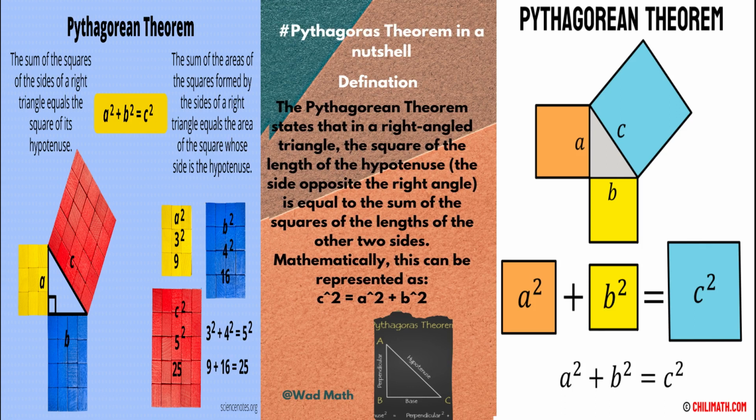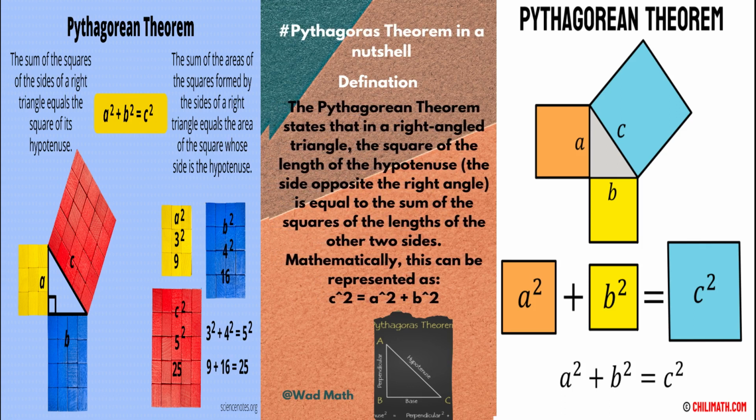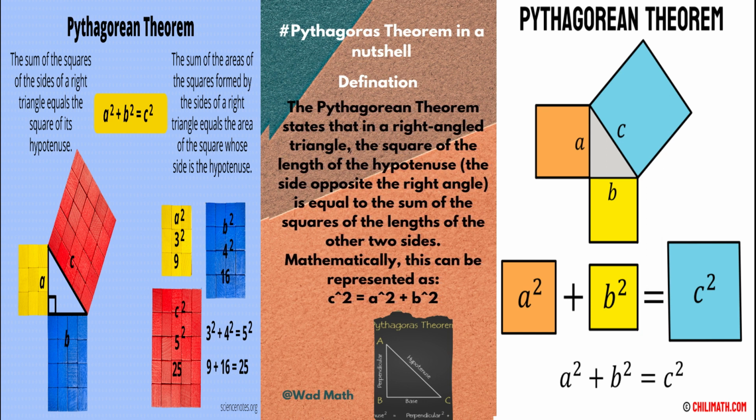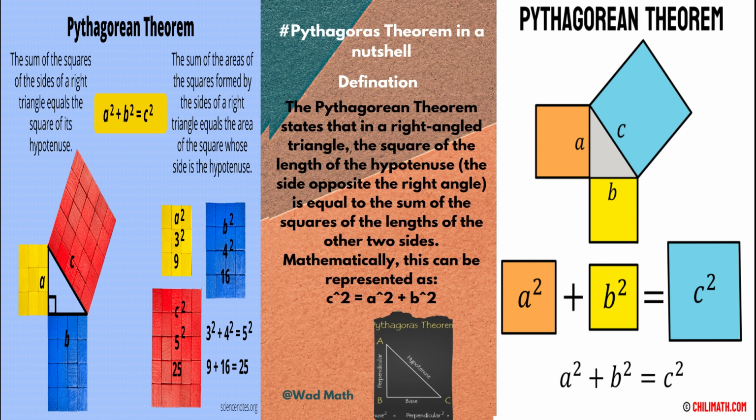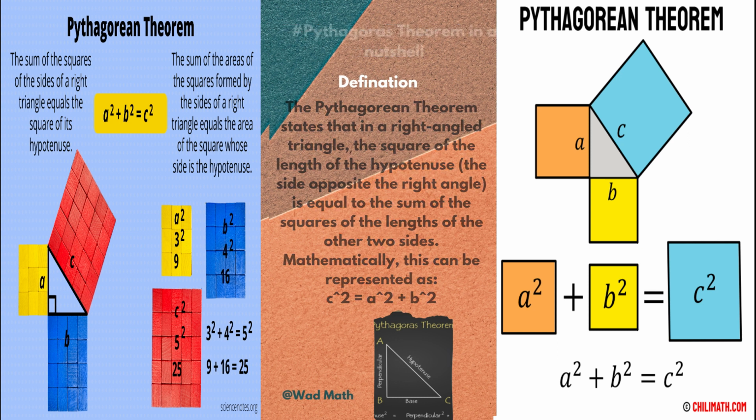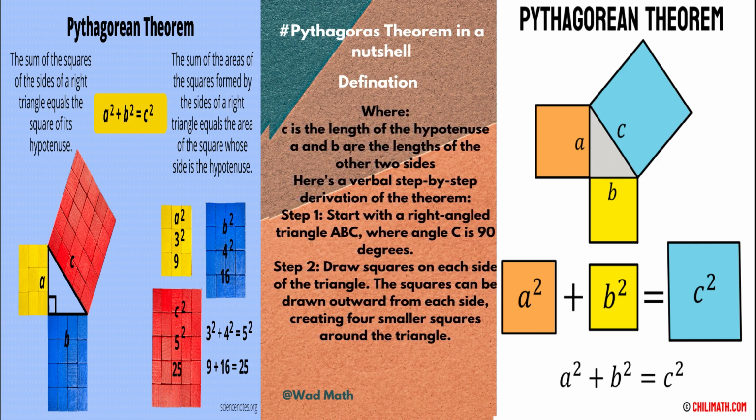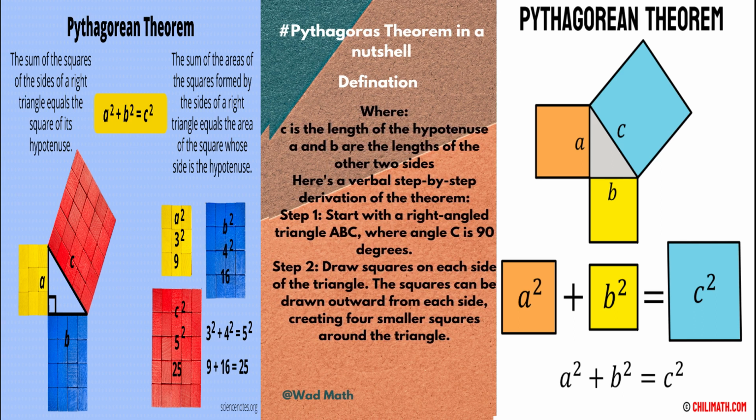The Pythagorean theorem states that in a right-angled triangle, the square of the length of the hypotenuse, the side opposite the right angle, is equal to the sum of the squares of the lengths of the other two sides. Mathematically, this can be represented as c squared equals a squared plus b squared, where c is the length of the hypotenuse, and a and b are the lengths of the other two sides.